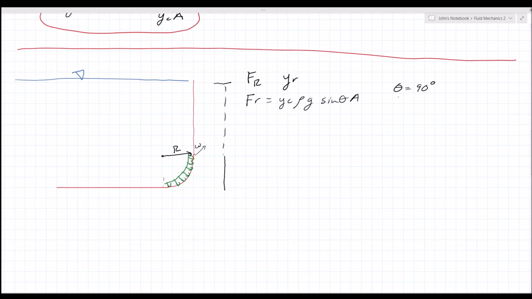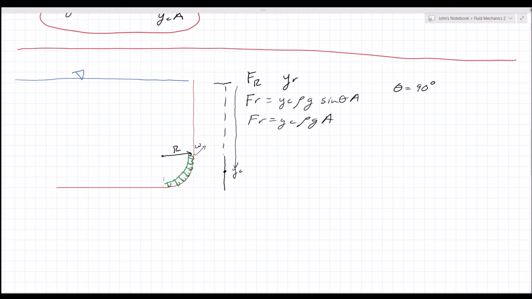Alright? And so, let's plug that in. I get Fr is equal to yc rho g sine 90 degrees, which is 1, times A. Now, yc is going to be the center of that projection, which is a line. So it's just going to be the center of that plate, and it's going to be that depth from the surface. And you'd be given that; it could be 3 feet, 10 feet, 20 meters, doesn't matter. Once you know the depth of it, you're good to go.